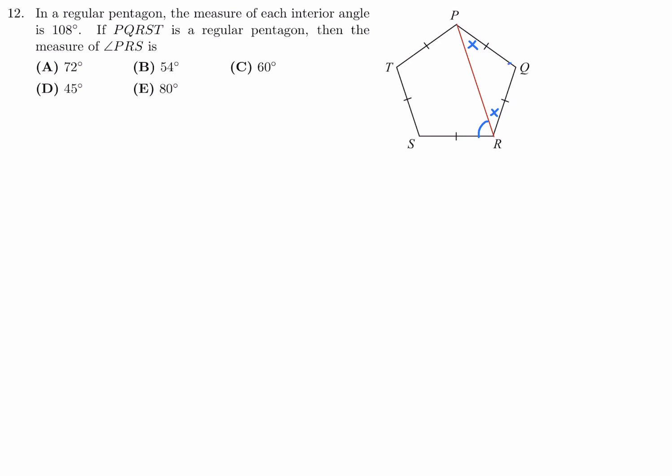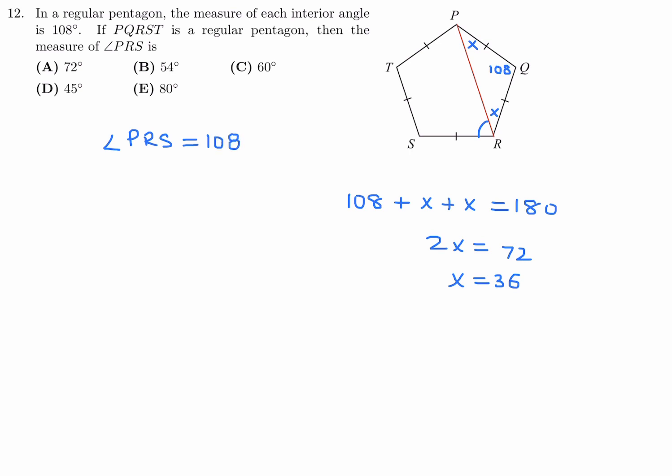So that means if that internal angle is 108, which is what the question told me, 108 plus 2x is 180. So 2x will be equal to, what's that, 72? And therefore x is 36. So now this angle, PRS, will be equal to the internal angle, which is 108, minus x. So that's 108 minus 36, and that is 72. Number 12, the answer is A.